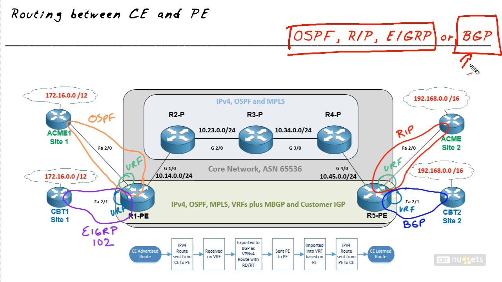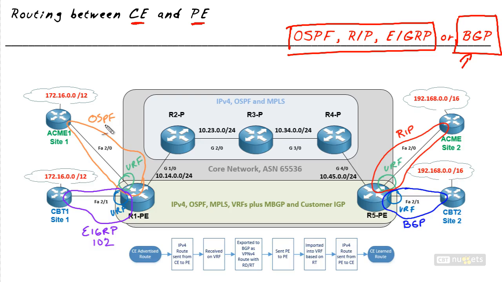So regarding sharing routes between the customer edge and the provider edge, we can do so using any of these routing protocols that we want to. And it doesn't have to be the same one on both sides. For example, between Acme and R1, we might use OSPF, and over on R5 to Acme Site 2, we could use RIP. So you don't have to use the exact same routing protocol for the same customer at two different edges of the network.